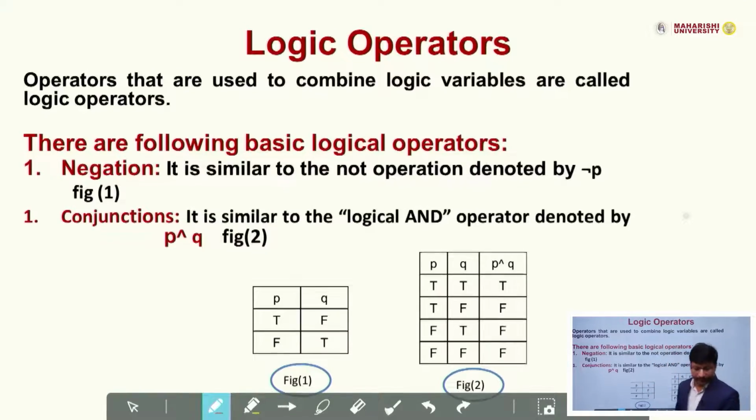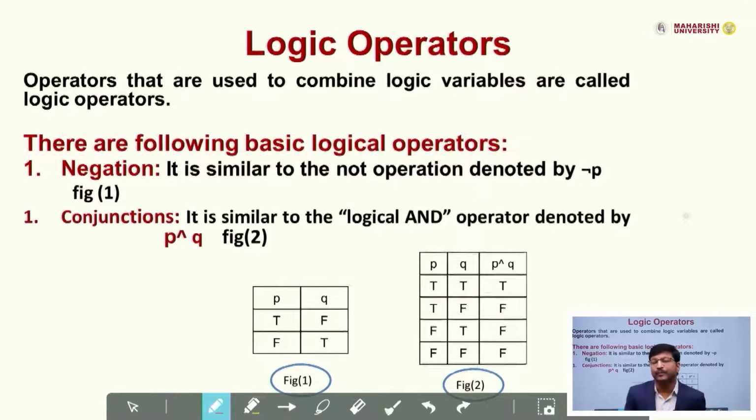Now, what are logic operators? As we already discussed, a compound proposition has multiple simple propositions, right? So what we have to do here is use some operators, logic operators. We have to use logic operators which are used to combine single propositions to make them compound propositions, right? So what are those operators? Let us start. The first one is negation. What is negation? Negation is logical not, it is not of anything.